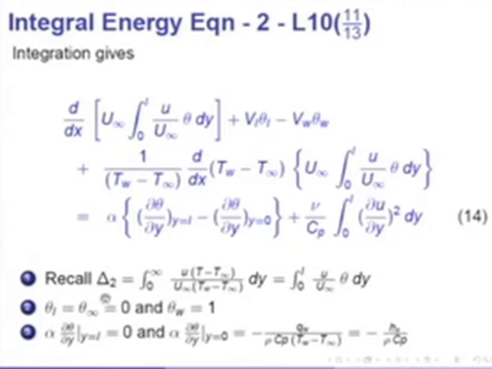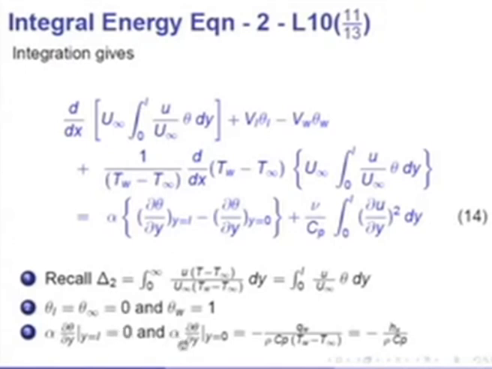Now, if you recall that our enthalpy thickness delta 2 was defined as integral 0 to infinity u over u infinity into T minus T infinity over T wall minus T infinity, then it is nothing but integral 0 to L u over u infinity theta dy. In other words, this quantity is nothing but capital delta 2. Theta L, because of its definition, is 0, and therefore that term vanishes, whereas theta W is equal to 1.